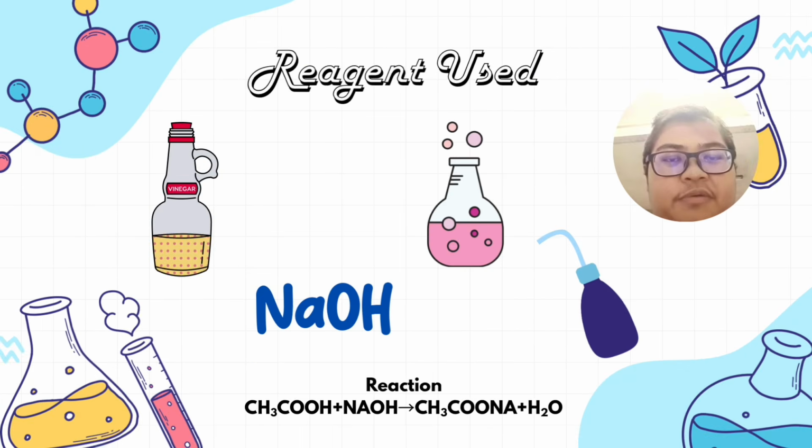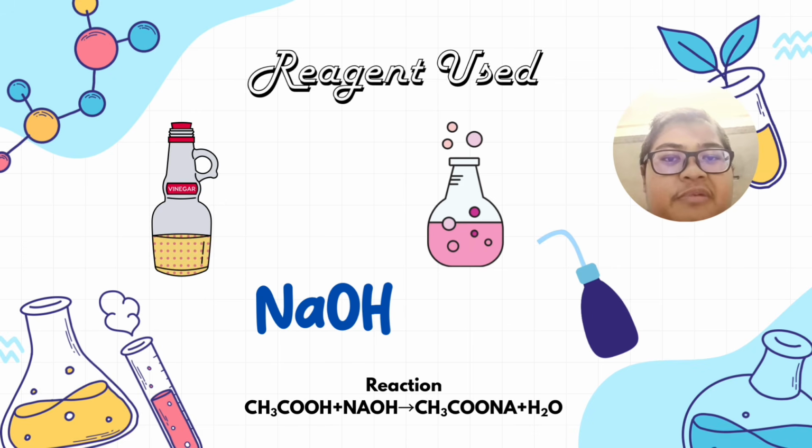That's all. Next, I will explain the reagent used in the experiment, which is sodium hydroxide or NaOH. NaOH is a strong base that is used to neutralize acetic acid present in the sample. During the titration process, NaOH reacts with acetic acid to form sodium acetate and water.